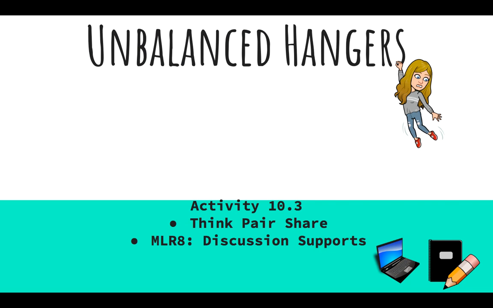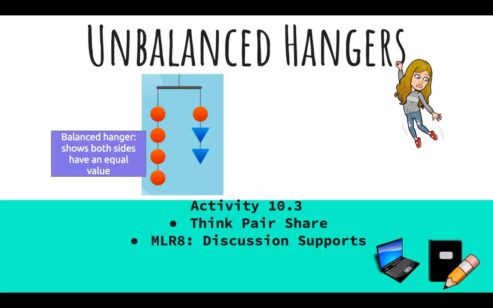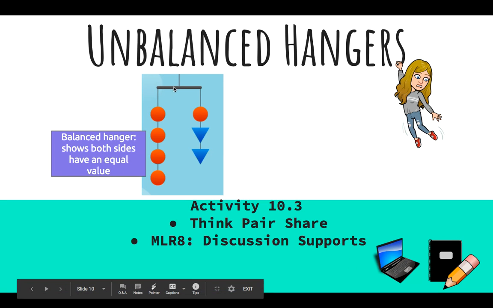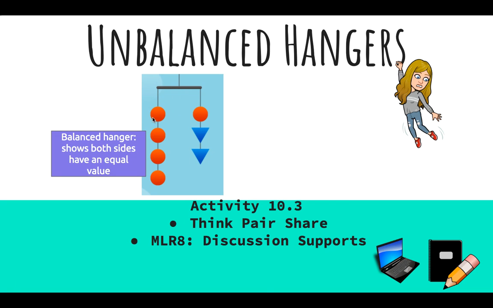The next activity we're going to try is something called unbalanced hangers. So I want to show you a picture. This is a balanced hanger, and we've seen this earlier in our algebra unit. You can tell it's balanced because this gray bar at the top is going straight across, and it shows that both sides have an equal value. So in this example, these 4 orange circles have the same value or the same weight as 1 orange circle and 2 blue triangles. So this is an equation because both sides are equal.